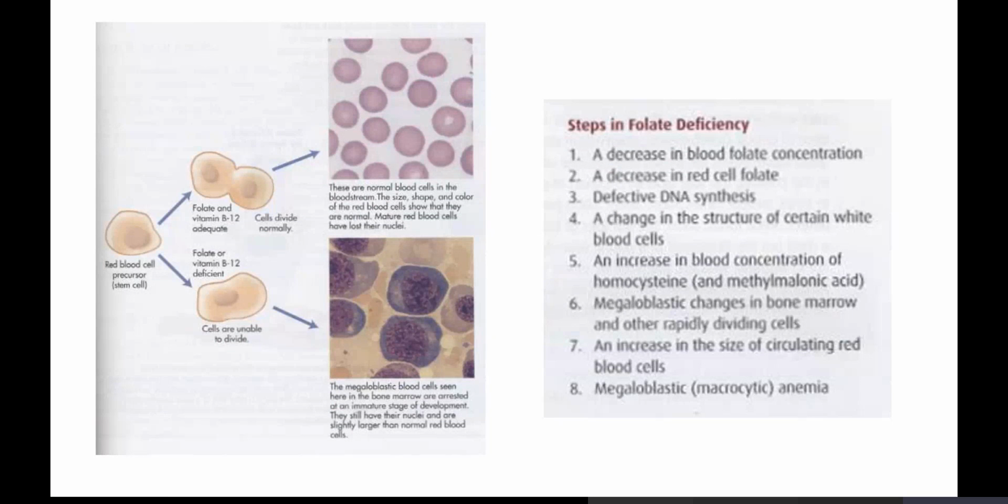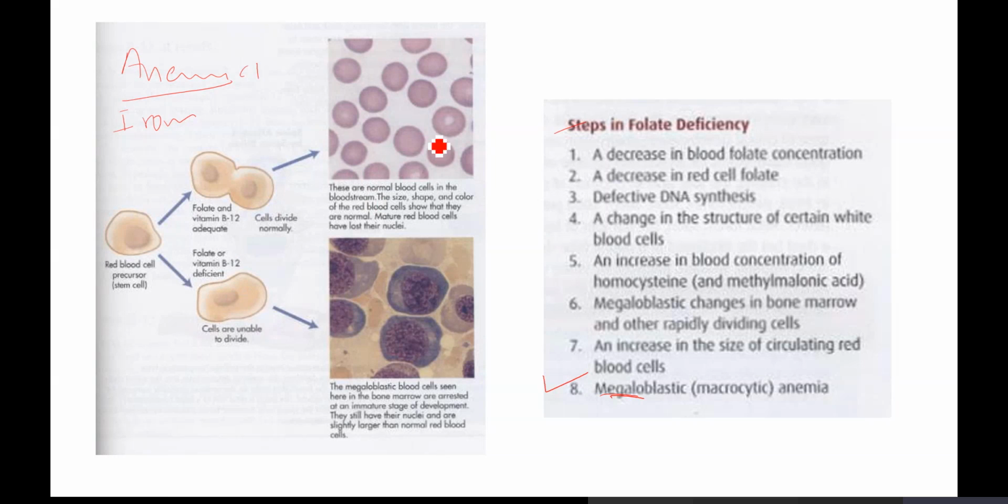So folate deficiency is related to megaloblastic anemia. There are two types of anemia that are seen. One is iron deficiency anemia, and the other is called megaloblastic. This is the most common anemia observed in India. A decrease in blood folate concentration results in decreased red cell folate and defective DNA synthesis, because DNA synthesis doesn't take place, causing a change in the structure of certain blood cells.